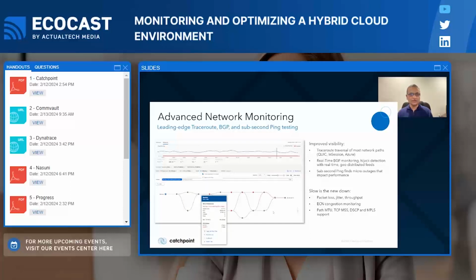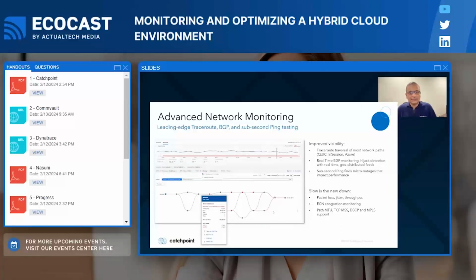As you can see in the picture here, our traceroute monitor is able to identify ECN, which is explicit congestion notification information, which is very important when your networks are congested and you want to identify that. And Accurate ECN is one of the new standards. Our platform already supports Accurate ECN as well.